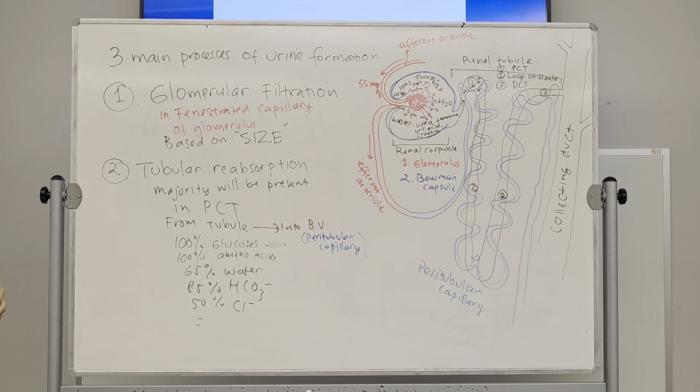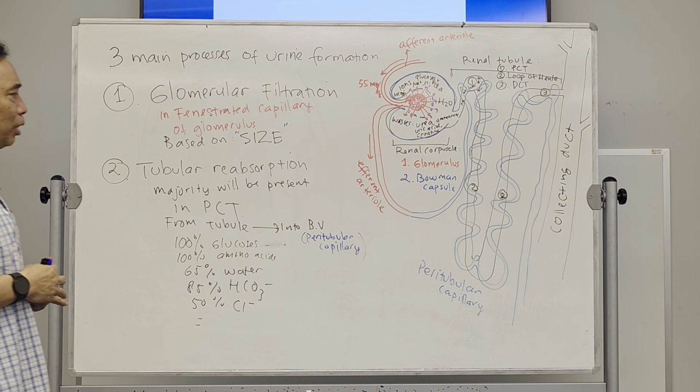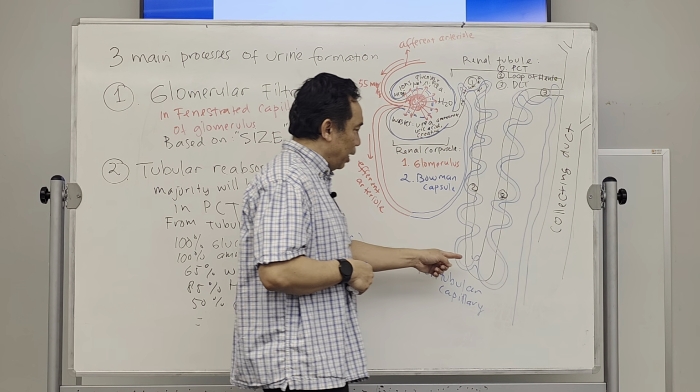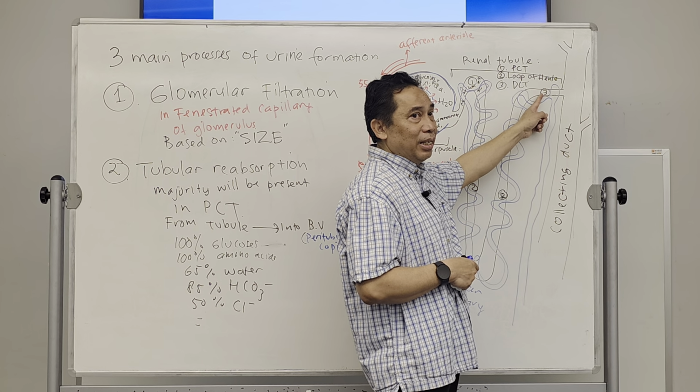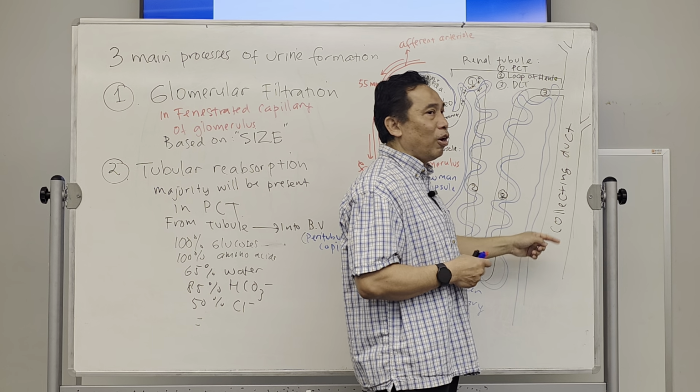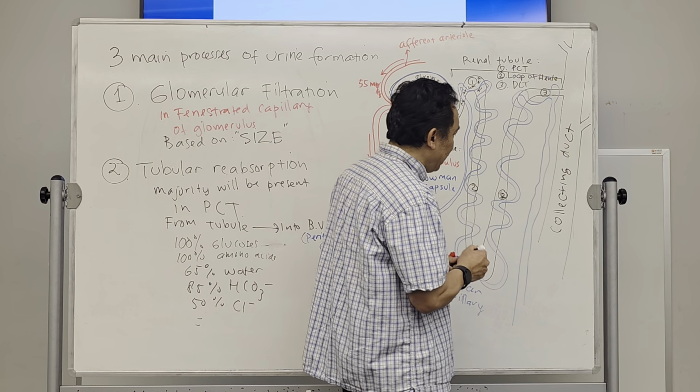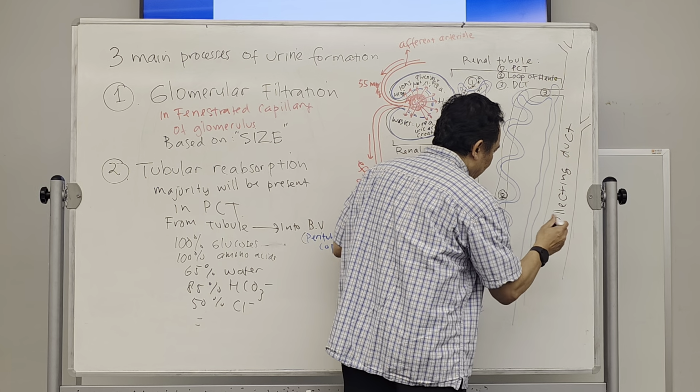Okay, you follow this? The rest will be reabsorbed from the loop of Henle, and also from the DCT, and also from the collecting duct, especially in this collecting duct.